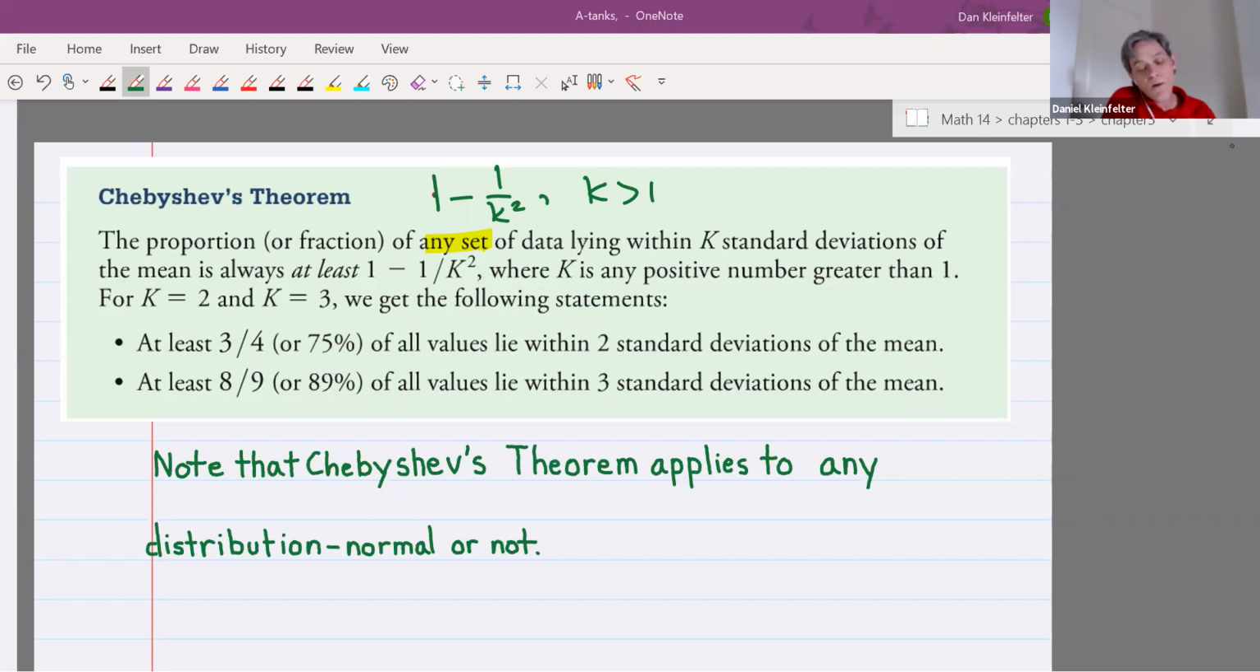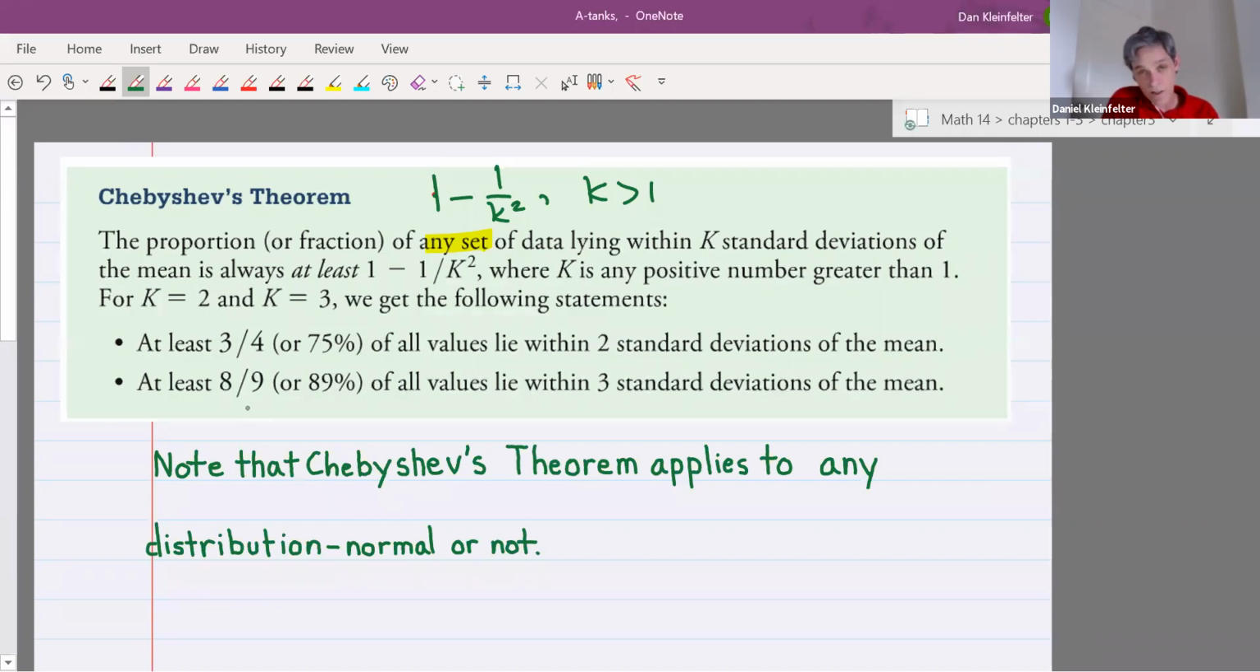Okay, for k equal to 2 and k equal to 3, we get the following statements. At least 3/4 or 75% of all values lie within 2 standard deviations of the mean. At least 8/9, which is the same as around 89% of the data, lies within 3 standard deviations of the mean. So 2 things to go with that.